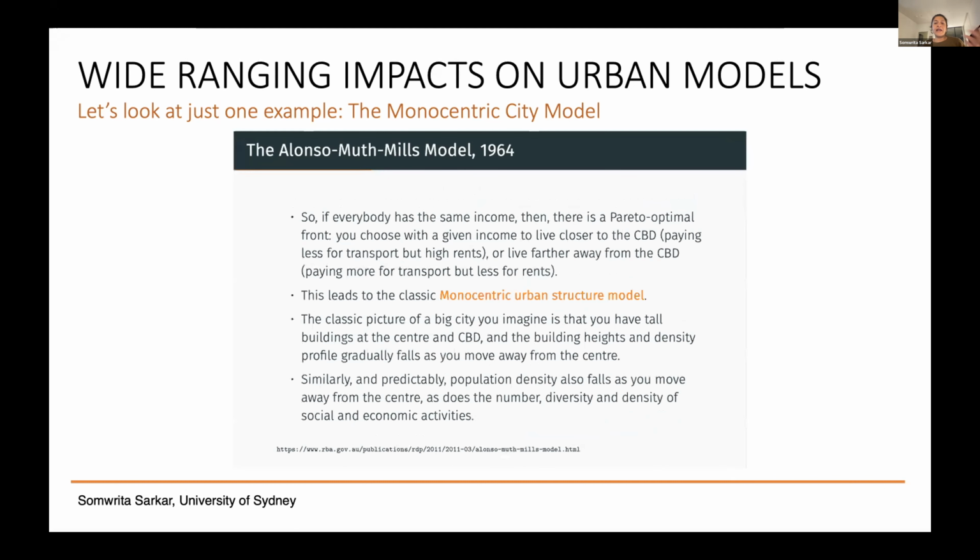So in that way, if everyone has the same income, then we have what's called a Pareto optimal front. With a given income, we choose either to live closer to the CBD or to live farther away from the CBD.